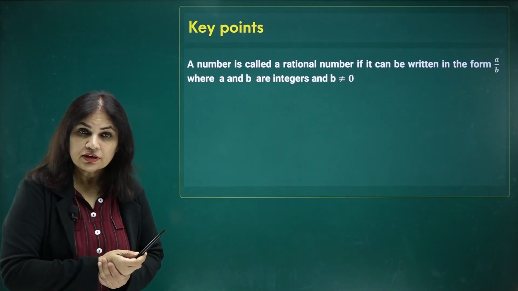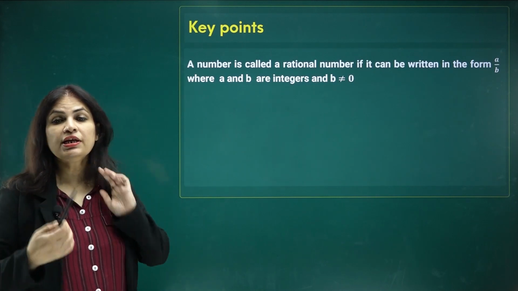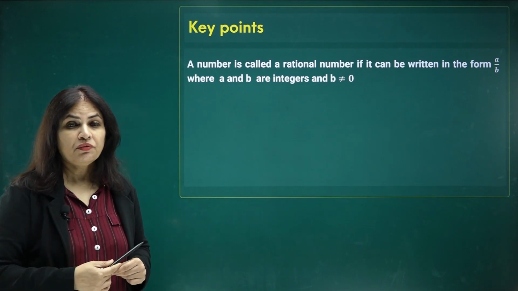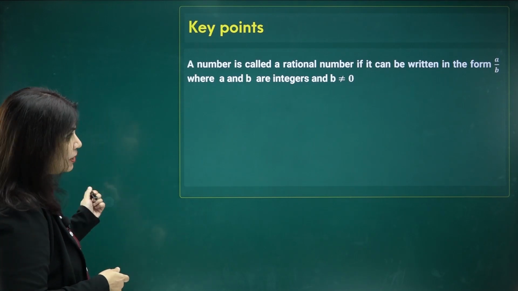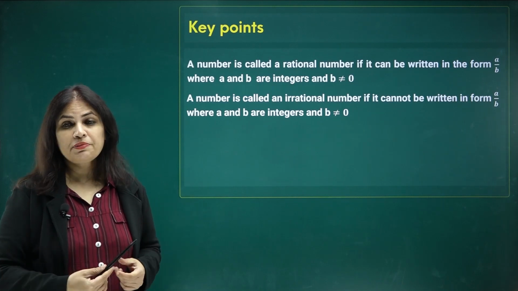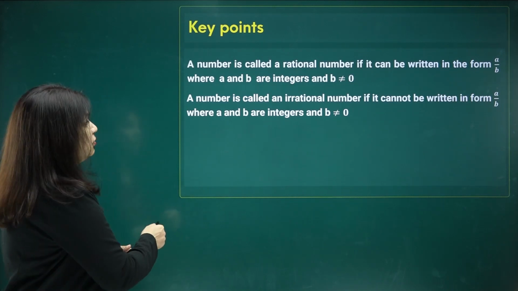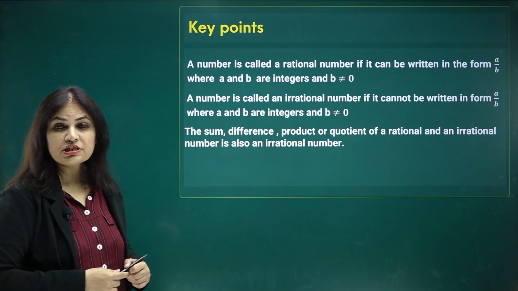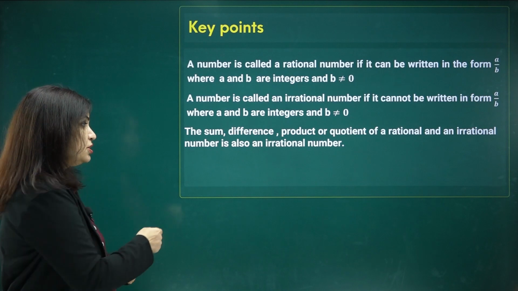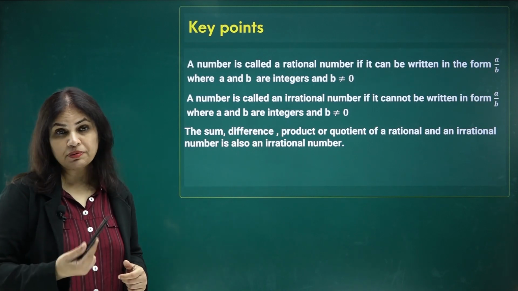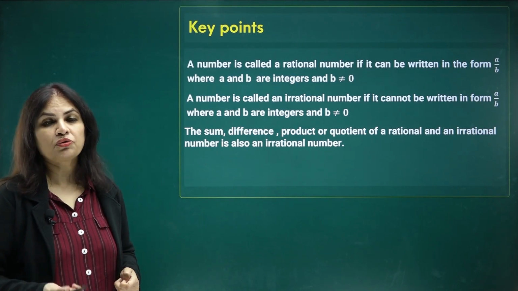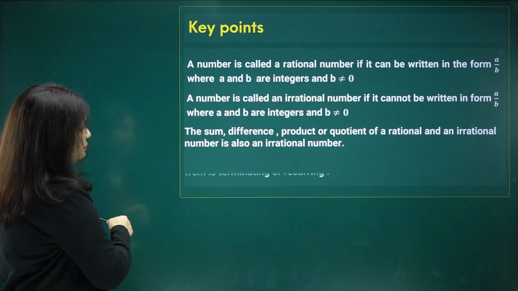The key points that we have learned from here: a number is called a rational number if it can be written in the form of P upon Q or A upon B, where A and B are integers and B is not equal to 0. A number is called an irrational number if it cannot be expressed in the form of A upon B. The sum, difference or product of a rational and an irrational number is also an irrational number, like the examples we have seen: 2 plus root 3 is irrational, 2 into root 3 will be irrational, and root 3 upon 2 will also be irrational.